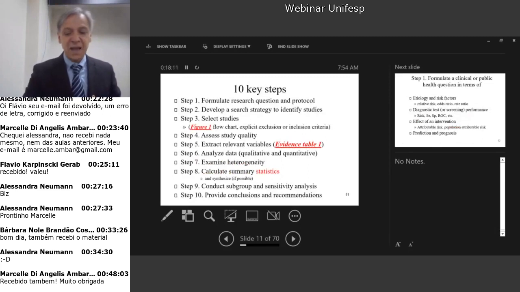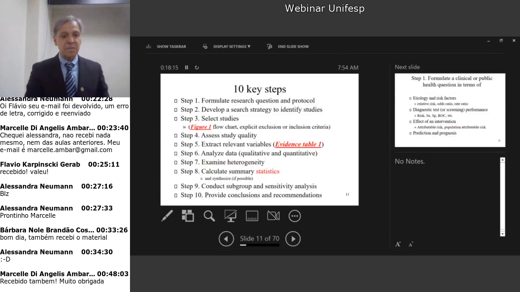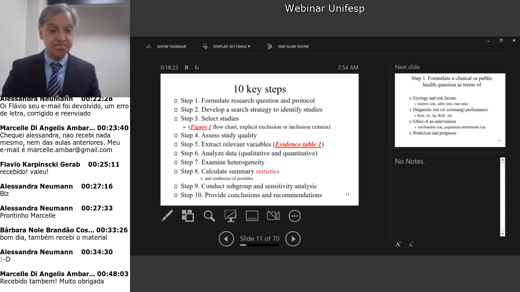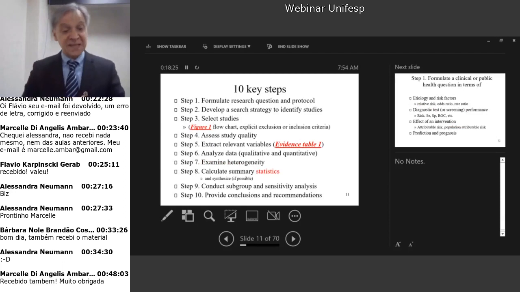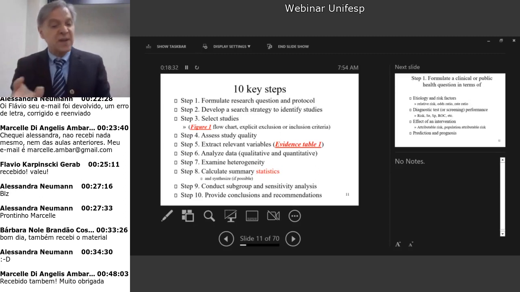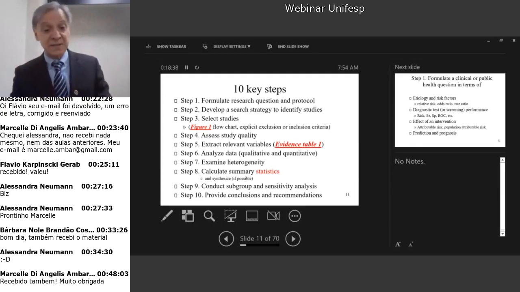So the 10 key steps. Here we are in the how to do it. Formulate the research question and protocol. Develop a search strategy to identify studies. We're going to go over each. Select the studies. There will always be a figure 1 with a flow chart and explicit inclusion criteria, similar to those little figures I was showing you of the different study designs.